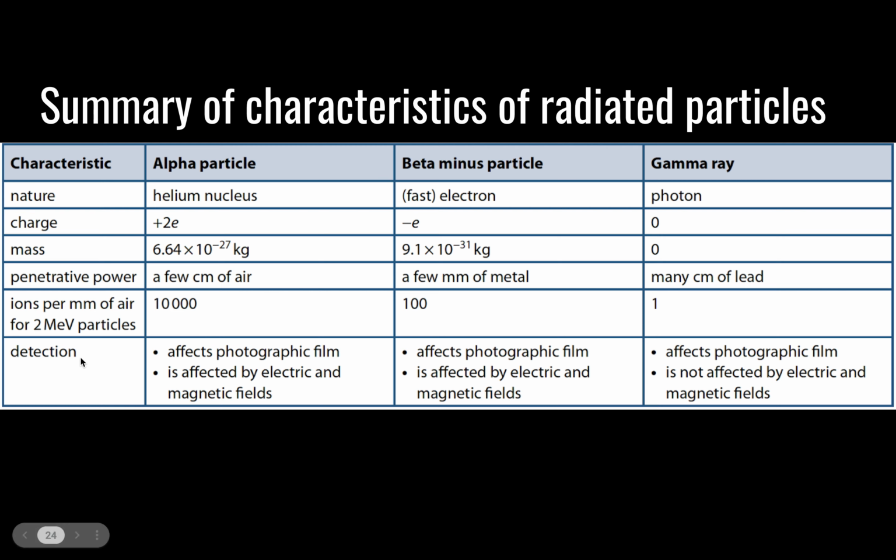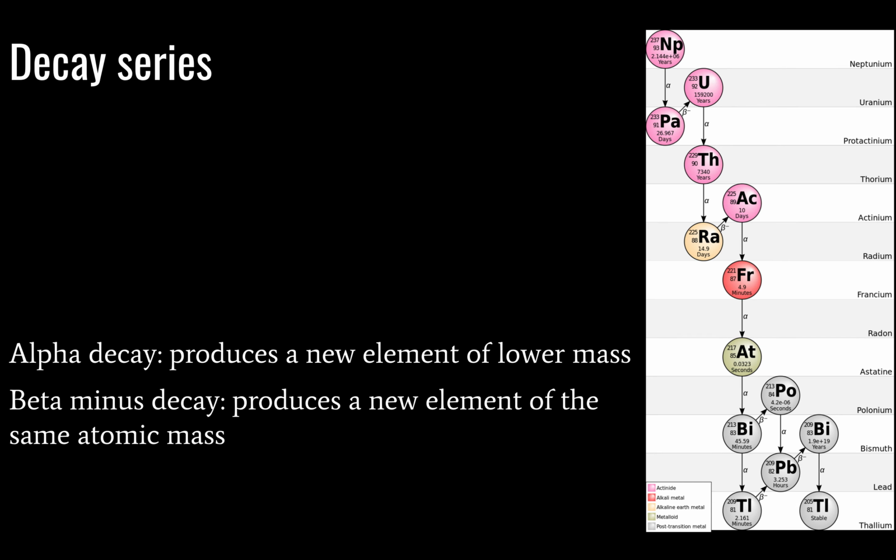How can we detect our various particles? All of our particles will affect a photographic film. Our alpha particle is affected by electric and magnetic fields. Our beta minus particle is also affected by electric and magnetic fields, but our gamma ray is not affected by these fields. So there you go.